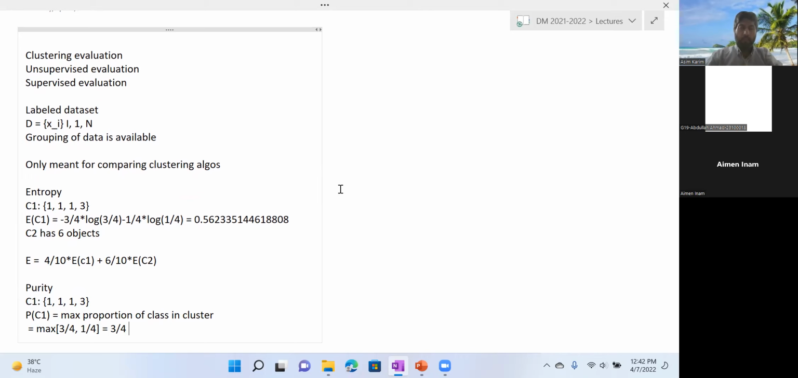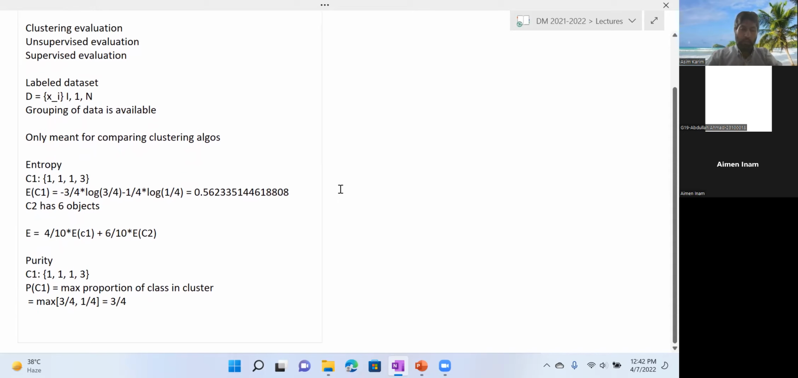If you have multiple clusters, you can find the purity of each cluster. And then the purity of the entire clustering is given in the same weighted fashion. Let's say we are taking the same example: 4 over 10 into P of C1 plus 6 over 10 into P of C2. This will give us the purity of the entire clustering. For purity, higher values are better. For entropy, lower values are better.